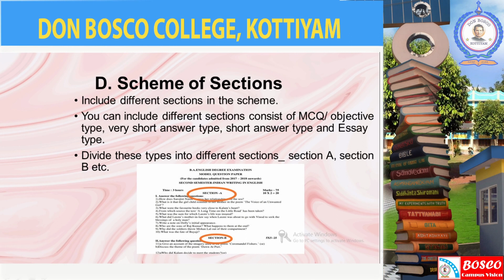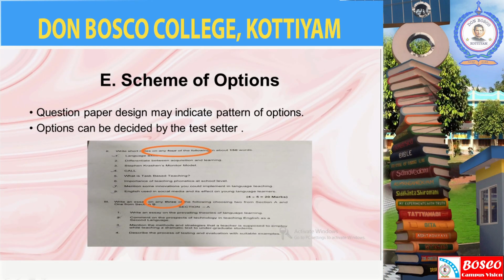And the next thing you must take into consideration is the scheme of options. In some question papers, you can see the options are given, like choose any 5 from the given 7 questions, or choose any 10 from the given 12 questions. So you can give the options also. Some question papers don't have any options. So these things a test setter can decide herself.